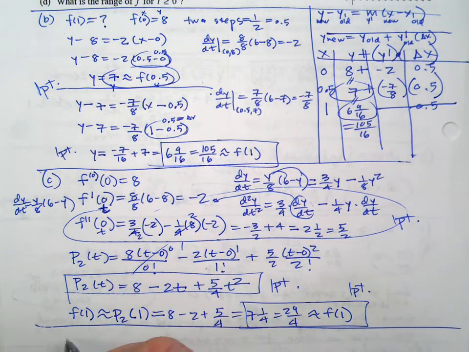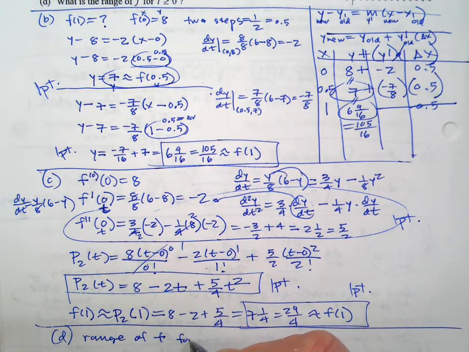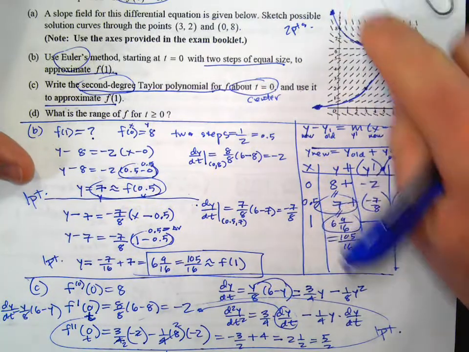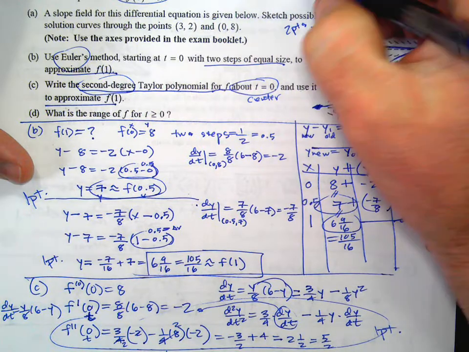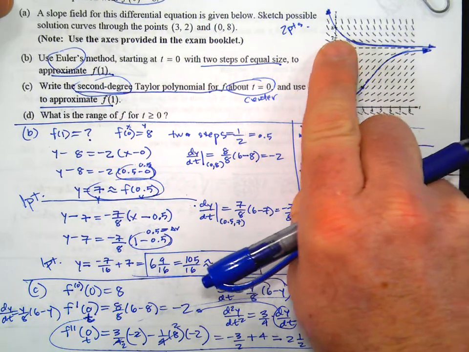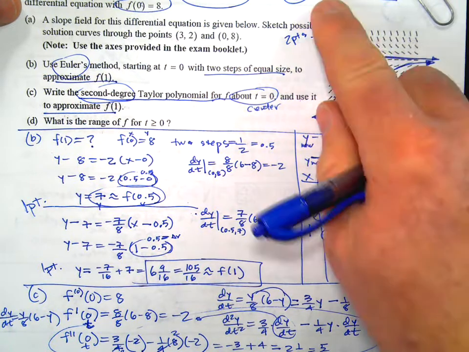And D, what is the range of f for times greater than 0? Now, we're not talking about the range for y, because there's multiple ranges for y depending on where you start. f is the particular function, the particular solution at (0, 8). So that's the one up here. Be careful. That's the one we've actually been using. We've been using this top one for all this work. What's the range of this?